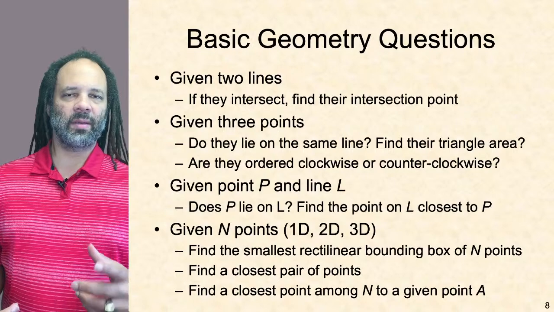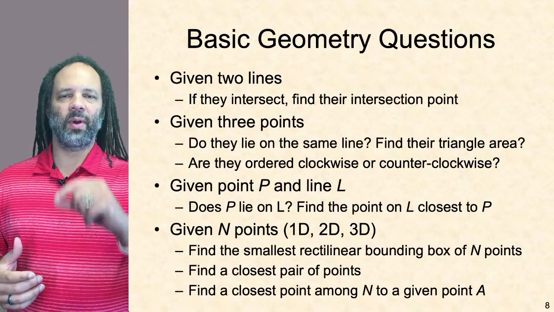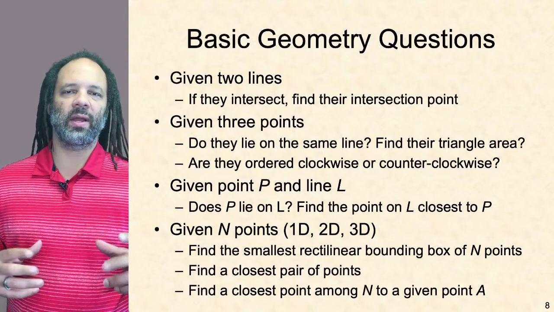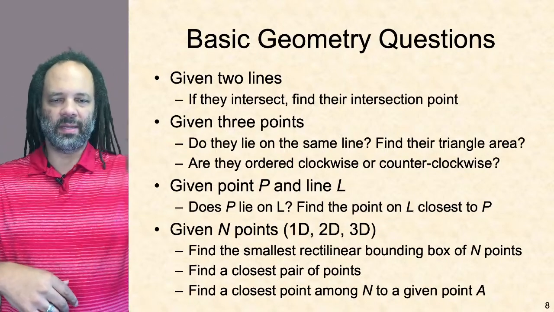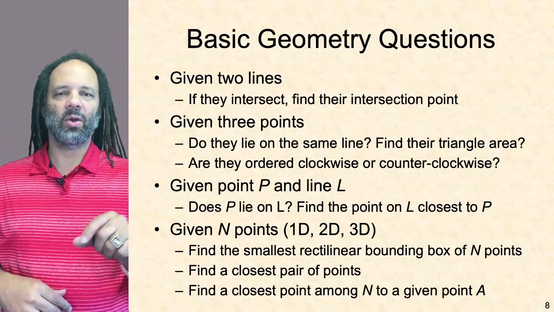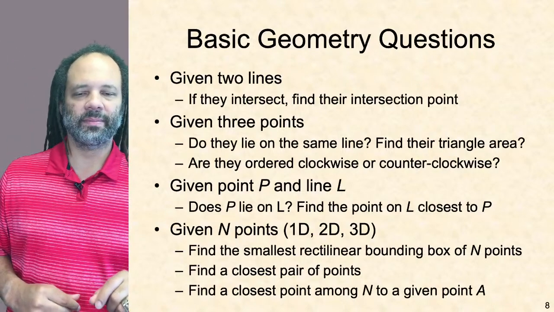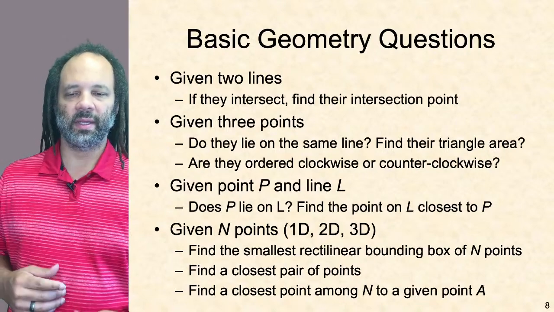Then another one that ends up being pretty important as we start dealing with polygons is, given 3 points A, B, and C, if they're not collinear and they form a triangle, is that triangle going clockwise from A to B to C back to A, or is it going counterclockwise from A to B to C and back to A? It'd be nice to know this, as it's going to help us with some of our other things.